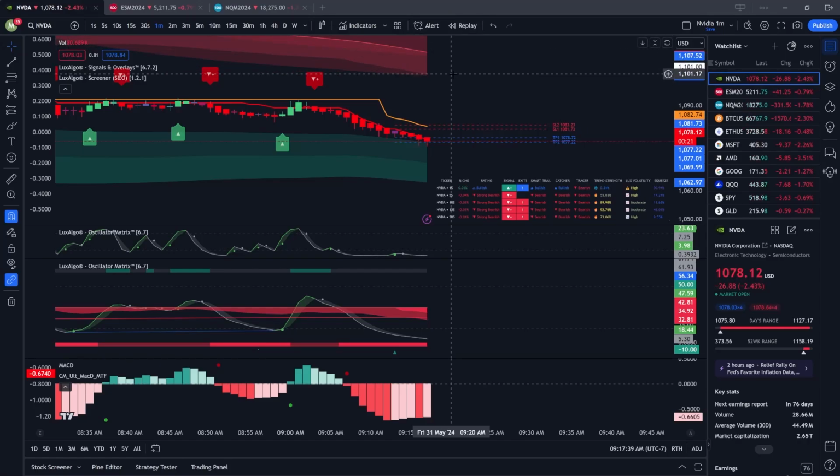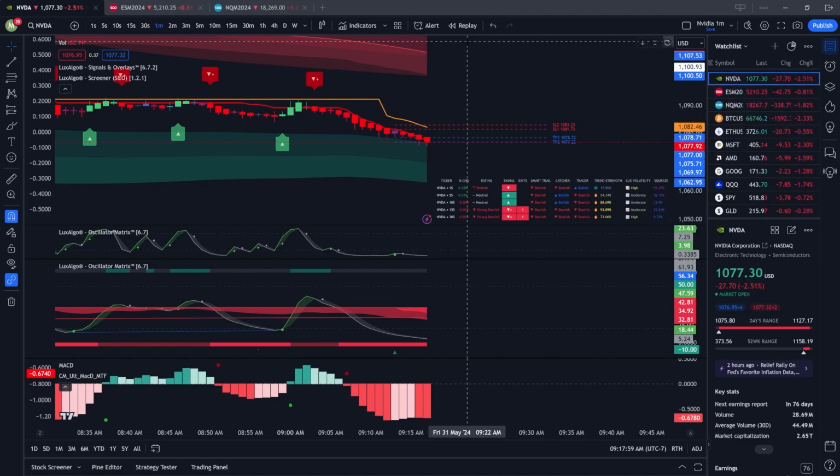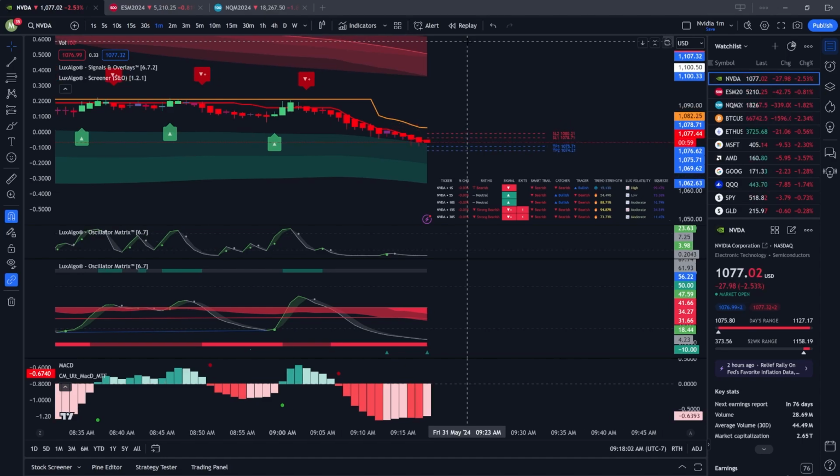Hey guys, this is my 1 minute strategy for NVidia, ETH, NQ, Bitcoin, Ethereum, Microsoft, AMD, and Google. I've backtested this strategy. It works pretty much the same on all of these symbols. But you can test it yourself if you have Lux Algo Ultimate, which I have.